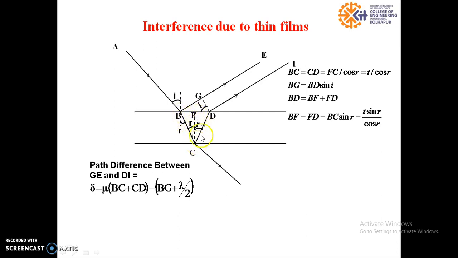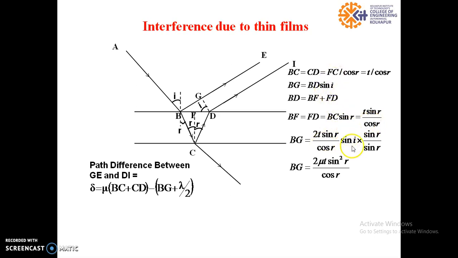Now in this triangle, to get BF we have to take either sin R or tan R. Okay, so if you take tan R is equal to BF upon FC, and therefore BF is equal to FC into tan R. FC is the thickness, so T into tan R, but tan R is sin R upon cos R. So BF is equal to FD is equal to T into sin R upon cos R. Now if we put the values of BF and FD in the equation of BG, BG is equal to 2 into BF plus FD. So 2 into T sin R upon cos R into sin I.